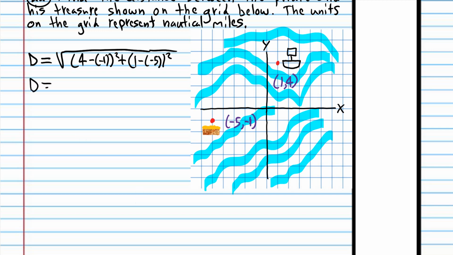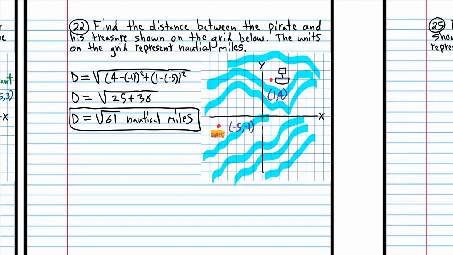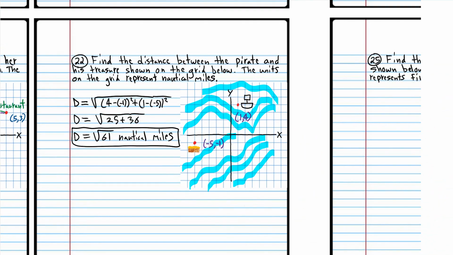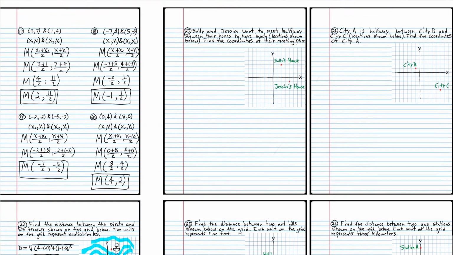And we're just going to crunch the numbers, and we get 25 plus 36, which ends up being root 61. Now that's not our answer. We have to write nautical miles. Remember, when you have these word problems, you have to write the units, or else you get points taken off. So you got those answers, or that answer, good job. So these problems are just like the problems we did previously.